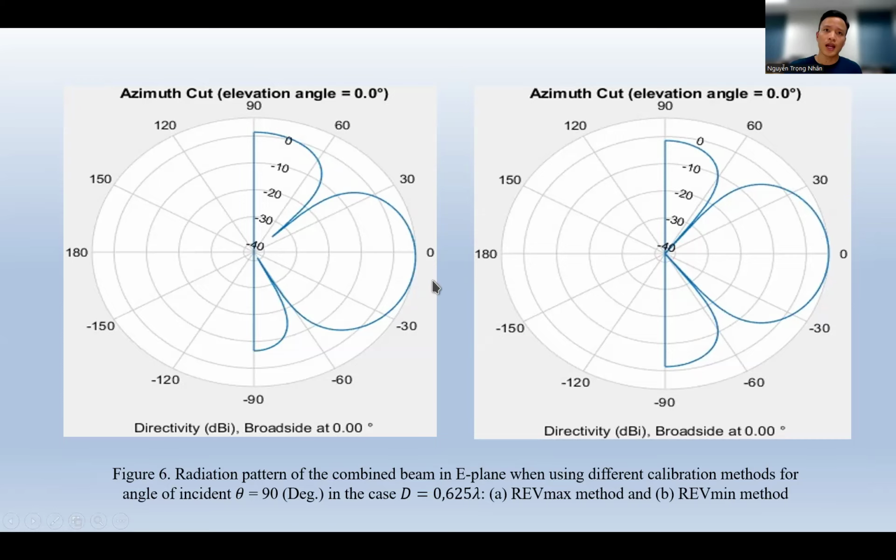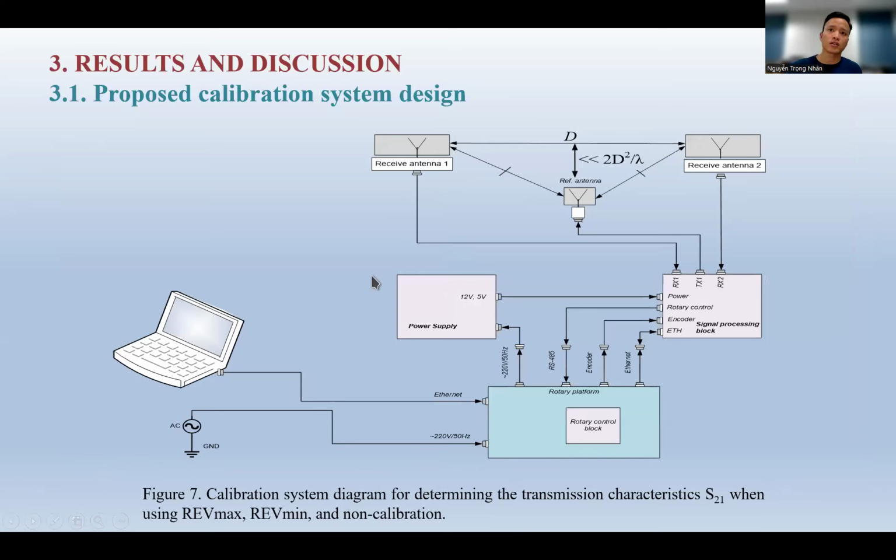At this point, I'd like to turn to results and discussion to experimentally test the mathematical model of the minimum point finding method. A series of experiments were conducted utilizing a calibration system design. Figure 7 illustrates the calibration system for determining the transmission characteristics of the proposed array when using different methods.